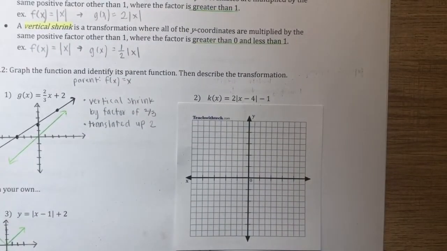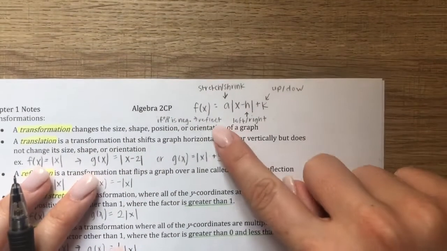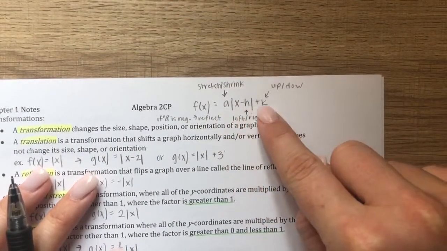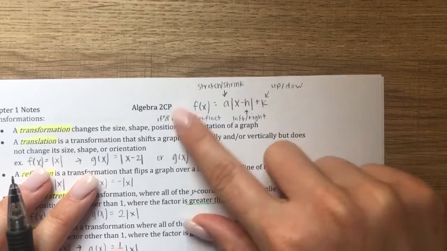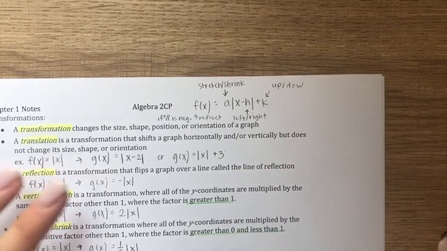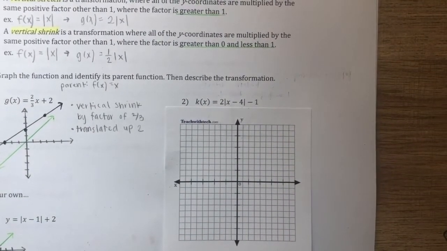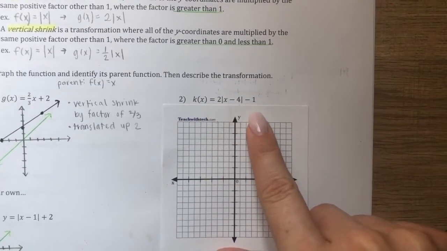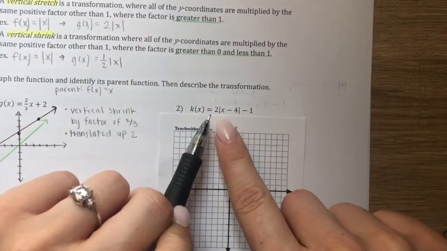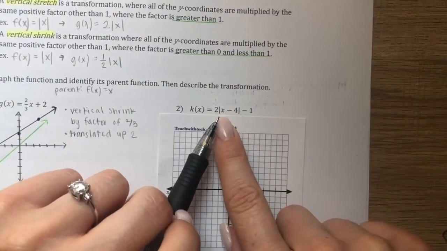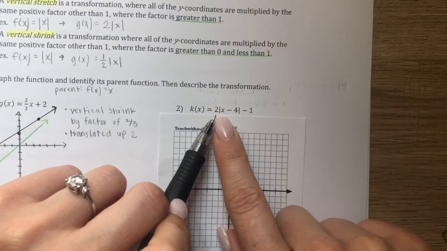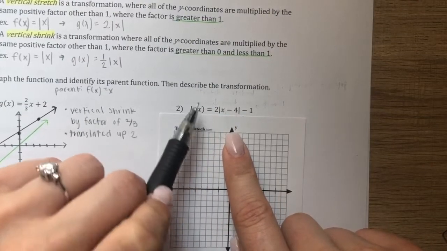So for number 2, we're going to talk about what the different transformations are first, and then we're going to start to graph it. We kind of talked about up at the top what each different piece of this function does as far as what kind of transformation it creates. So this is what we're going to use in order to decipher number 2. So k of x equals 2 times the absolute value of x minus 4, and then minus 1. Up at the top we talked about that if there's a number here, that indicates that there is a vertical stretch or a shrink, and because this number is greater than 1, it's a stretch.